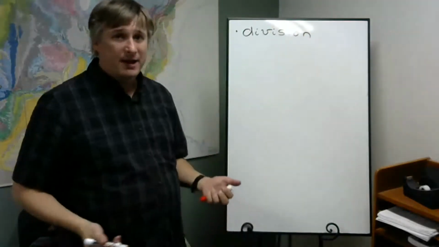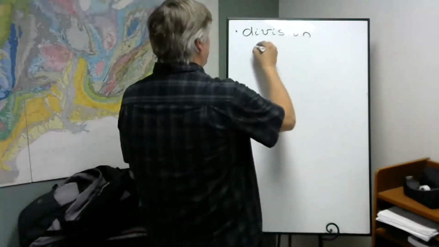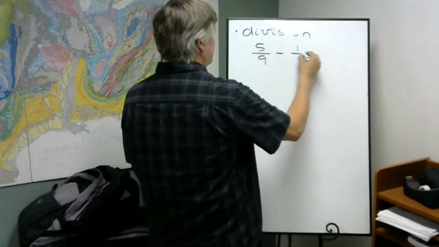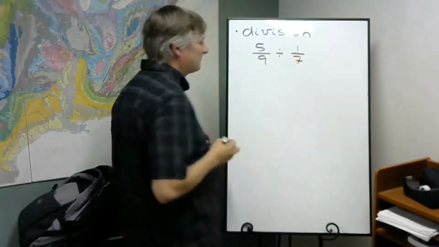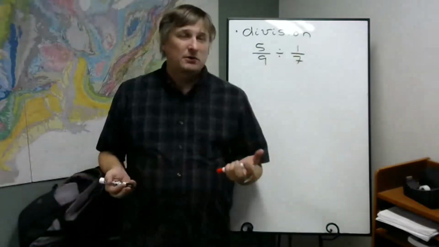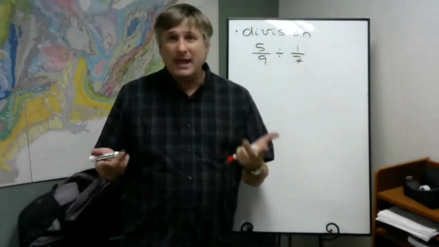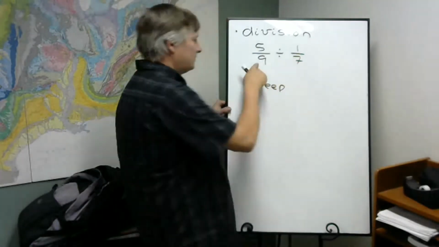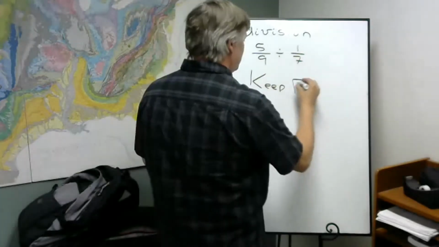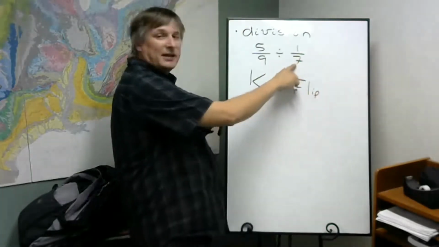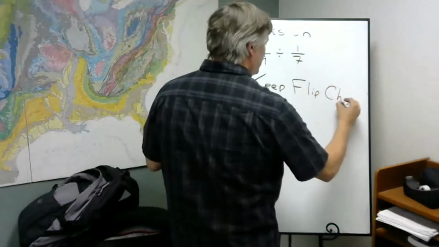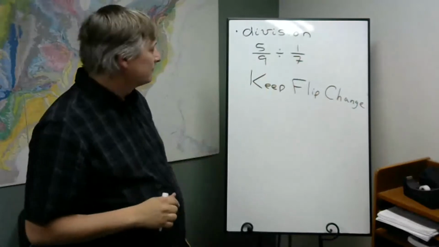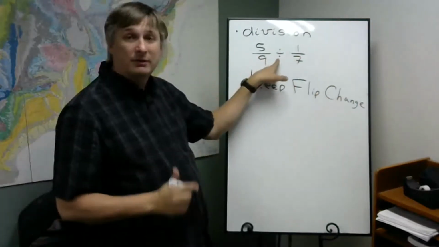So again, it's going to be similar to fractions. So let's say we have, say, 5/9 divided by 1/7. Now we can use our mnemonic called KFC, which is we keep the first fraction. We flip the second fraction, and then we change the division into a multiplication. We keep, we flip, and we're going to change.